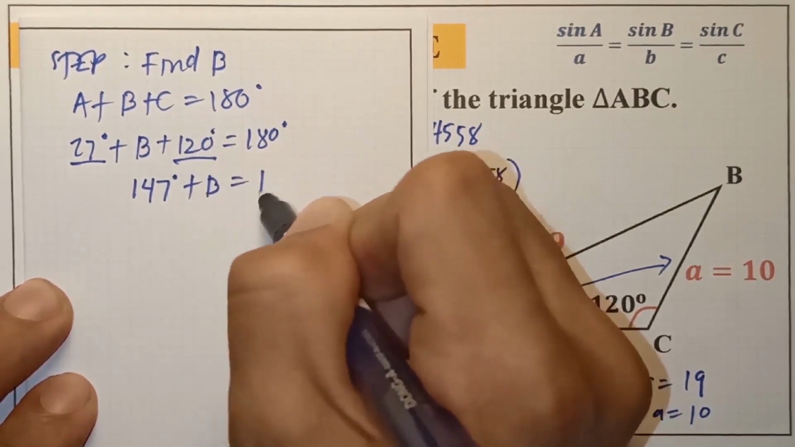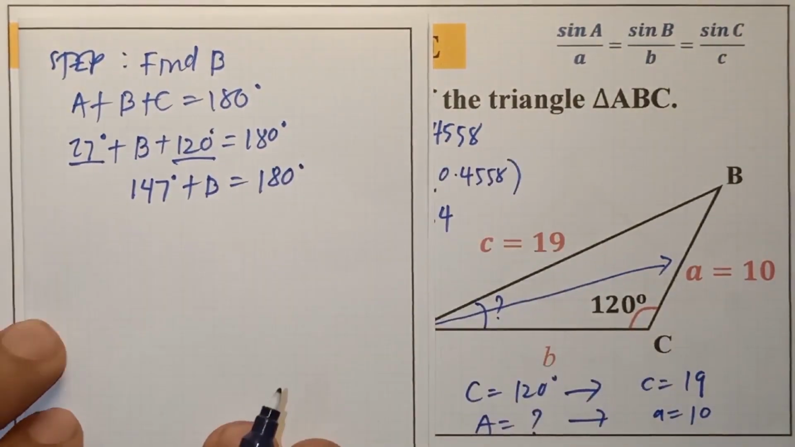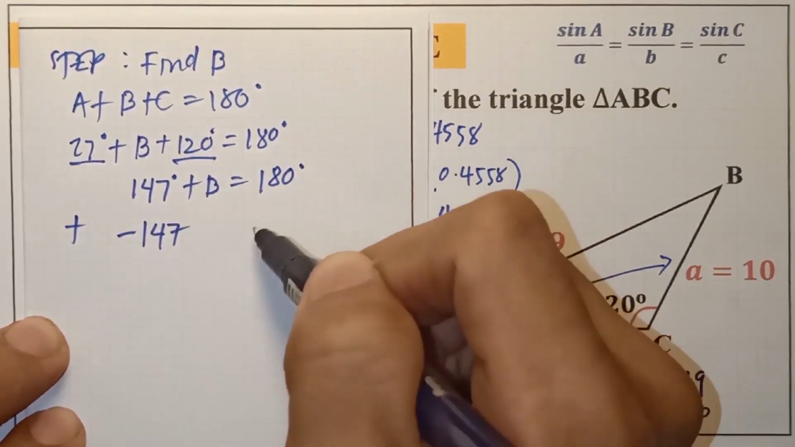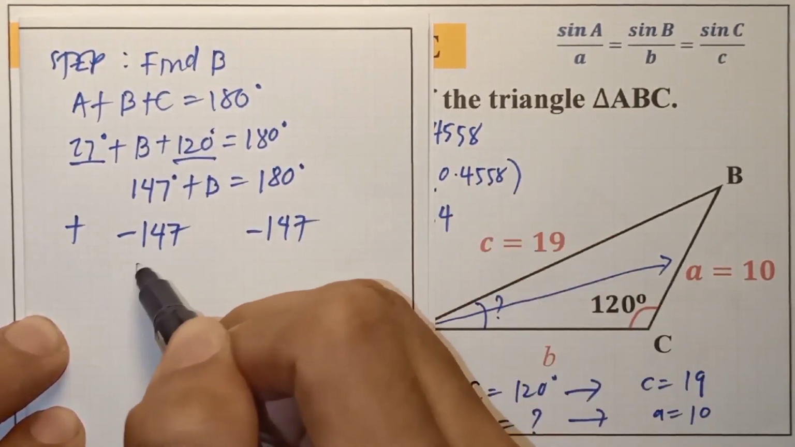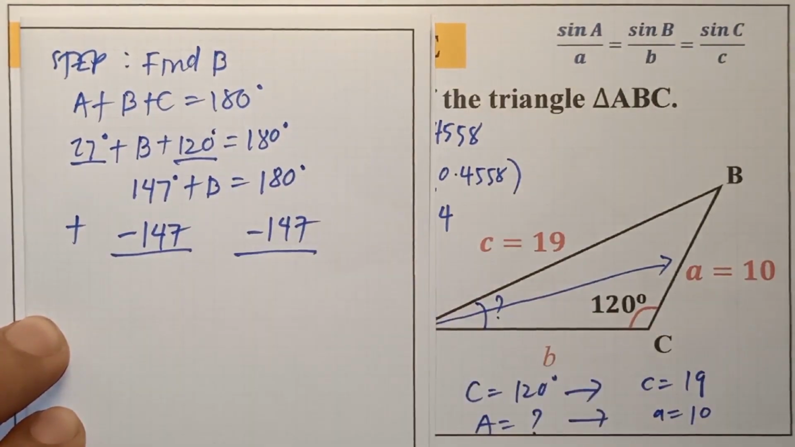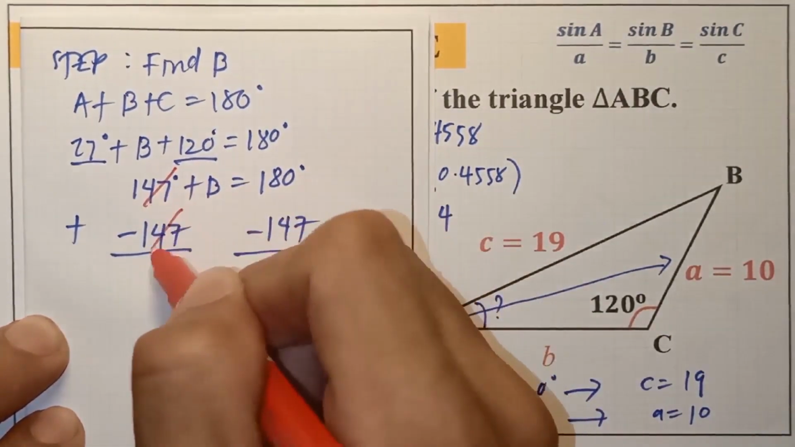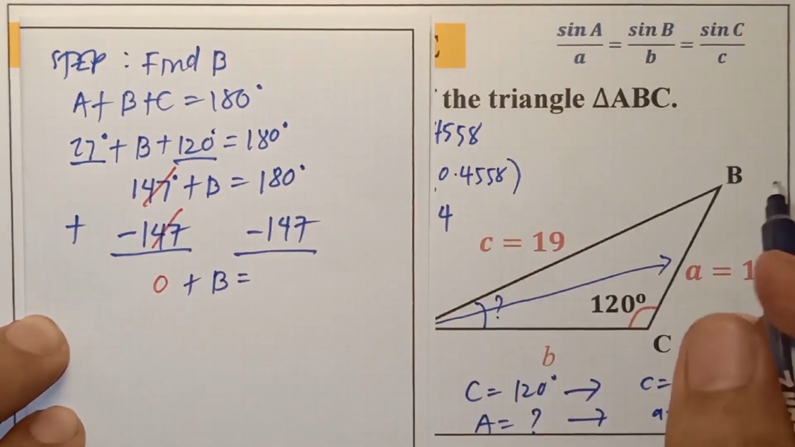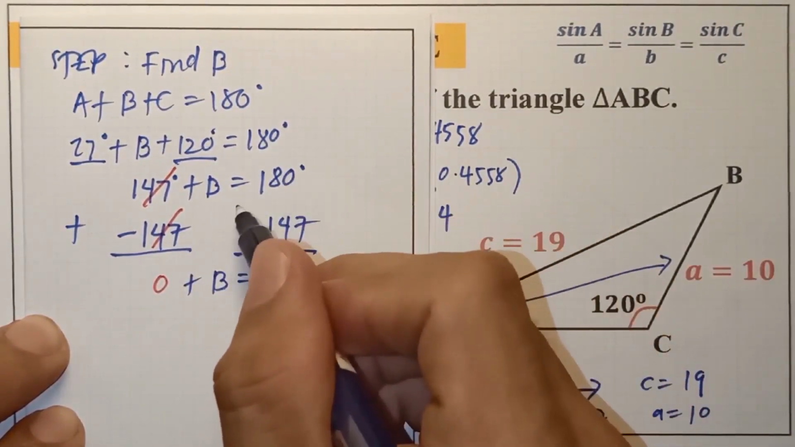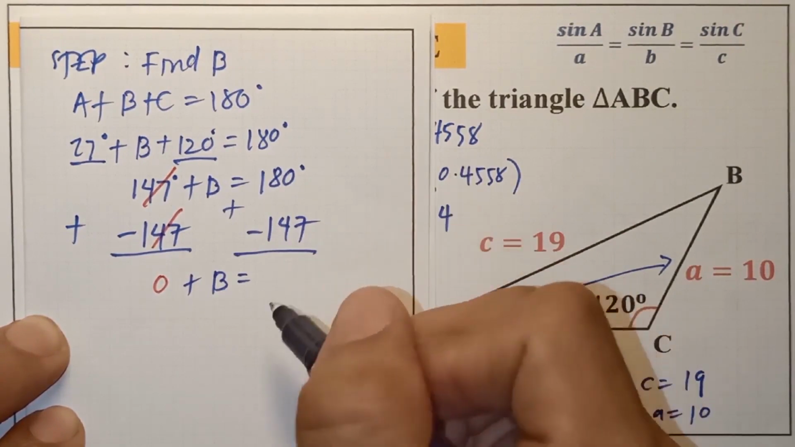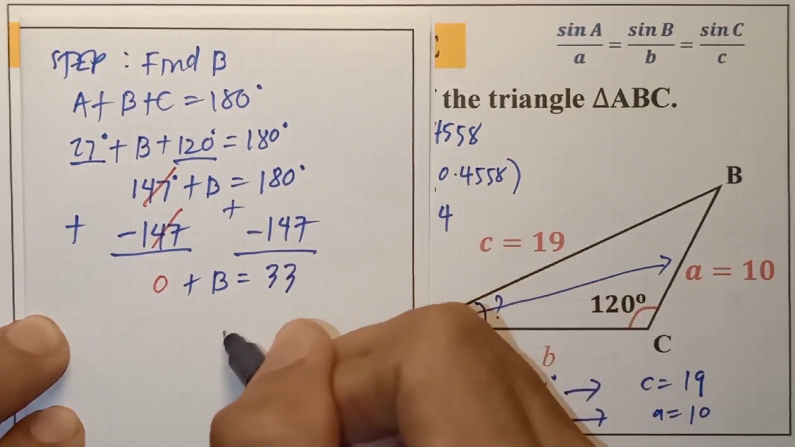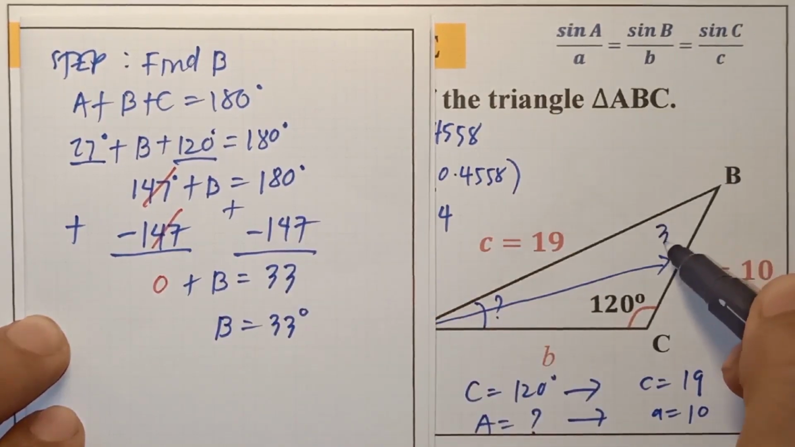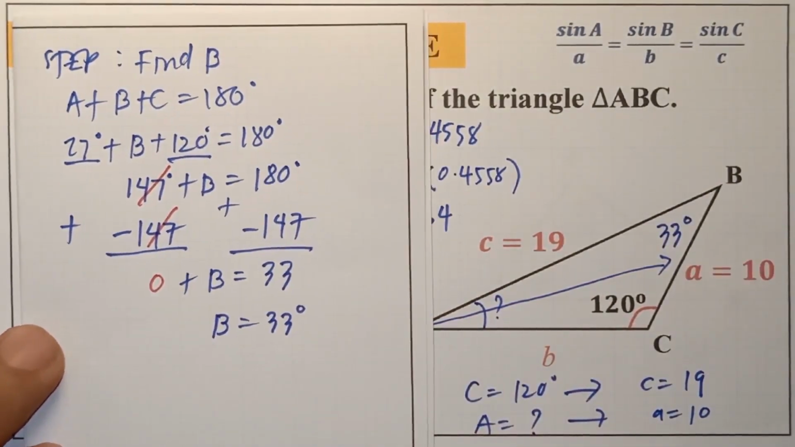Plus B is equal to 180 degrees. We need to add negative 147 to both sides, and the result here is that it will become 0 plus B is equal to 180 plus negative 147. The result is 33. So B now is 33 degrees.